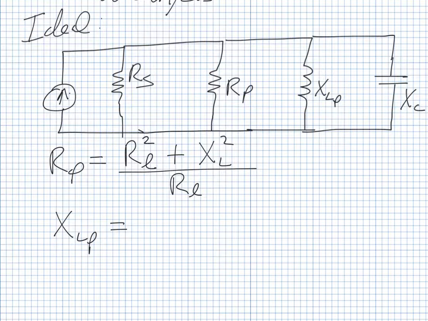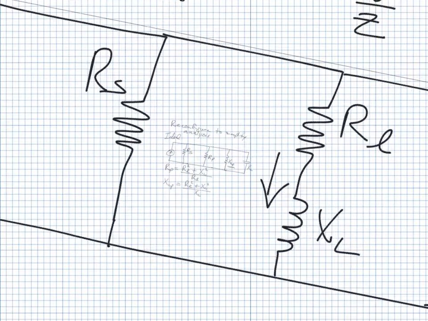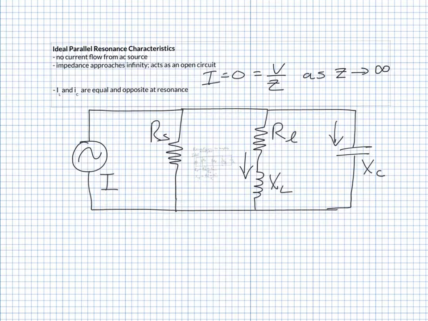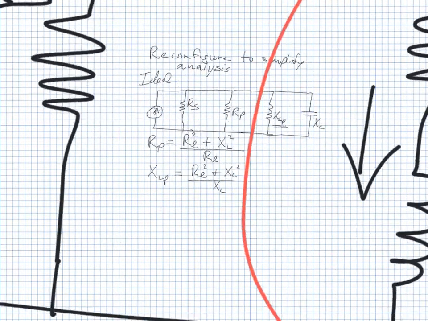Okay, so the reactance that we have here, XLP, is actually going to be defined by the resistance of the inductor squared plus the reactance of that inductor squared, all over the reactance of the inductor. Okay, so we've created two new equations based on this simplified parallel circuit. And again, we're looking at this original circuit, except we are taking this series branch and creating two parallel branches out of it. So that was the whole idea, and that's where we're headed.